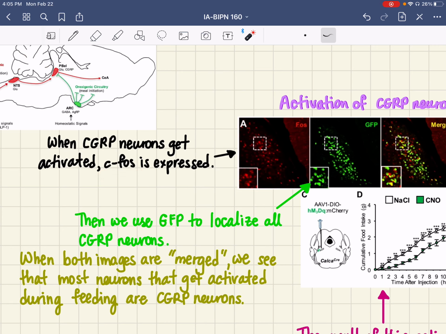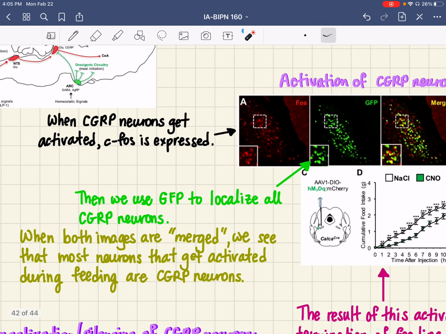Okay, and here you can see the CFOS in a red color. So, because CFOS was expressed in these neurons, the researchers could confidently say that these neurons are the neurons that were activated when the mouse was fed. However, they didn't necessarily know that these neurons were CGRP. I'm telling you this because we know this already, but they at the time didn't.